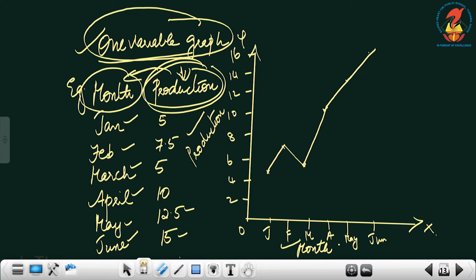Now plot the values as per what is given in the data. In January, the production is 5. In February, the production is 7.5. In March, the production is 5. I have marked it here.